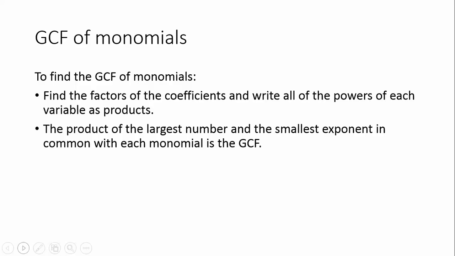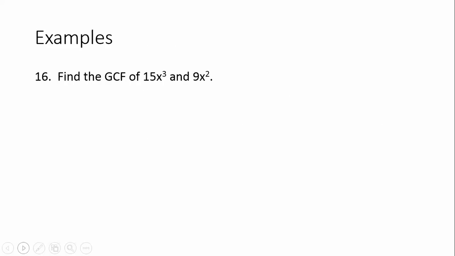Then the product of the largest number and the smallest exponent in common with each monomial is the greatest common factor. I know that might seem a little confusing, so let's just look at some examples. Let's find the greatest common factor of 15x cubed and 9x squared. Well, let's ignore the variables for a second. Let's just talk about 15 and 9. What's the largest number that goes into both 15 and 9?